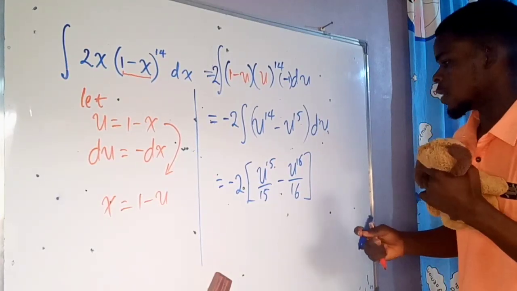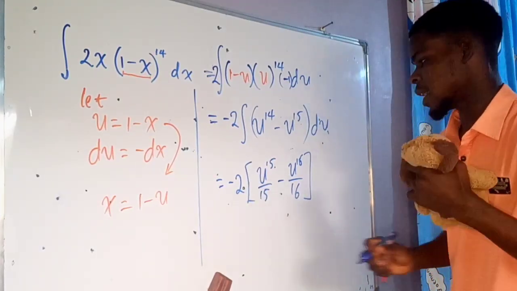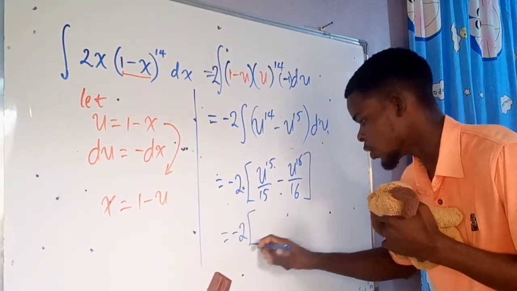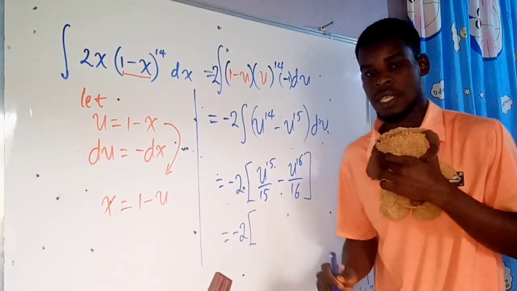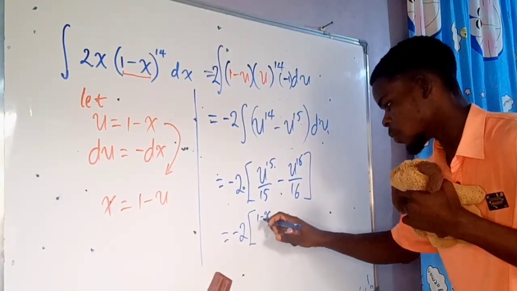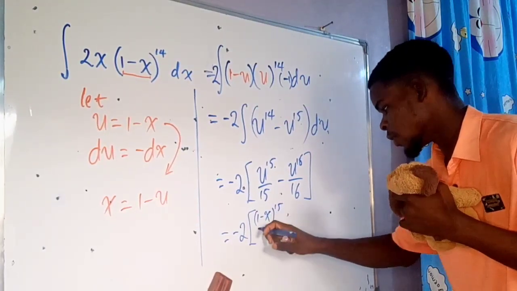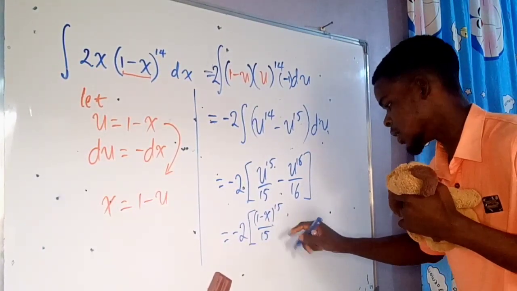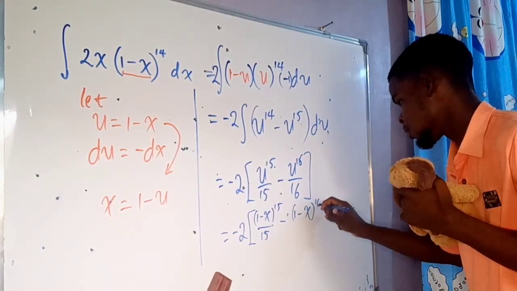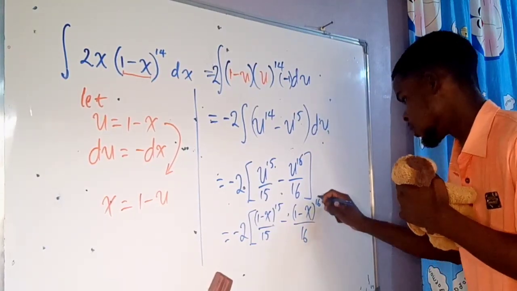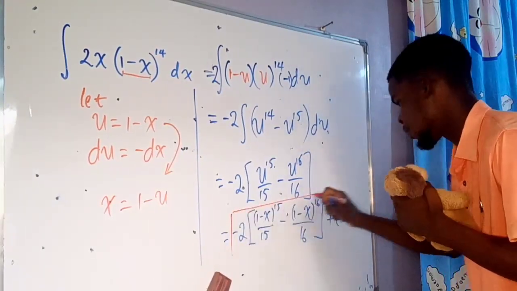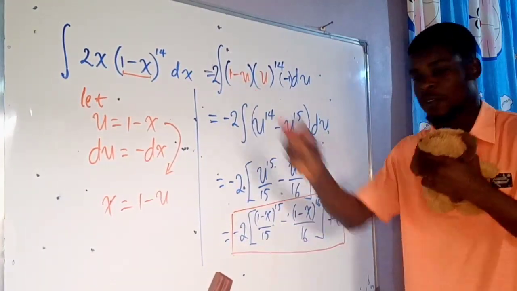Okay, great. And if you'd like, you can multiply this throughout, but from here I want to make the backward substitution by recalling that u was 1 minus x. So in place of u over here, I'm going to put in 1 minus x. We're going to have 1 minus x raised to the power 15 divided by 15, right? And then we say minus 1 minus x raised to the power of 16, and then we divide it by 16. And then since we are done, we can add an arbitrary constant to that. And this right here is the antiderivative of the function we were given over there.